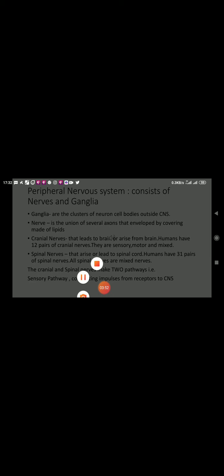The cranial and spinal nerves make two pathways, sensory pathway and the motor pathway. Sensory pathway carries or conducts messages or impulses from receptor to the central nervous system. There are different kinds of receptors there, as you know, eye, ear, nose, skin, etc. From here the messages go to the central nervous system. And the motor pathway conducts impulses, messages from CNS, central nervous system, to the different parts of the body.